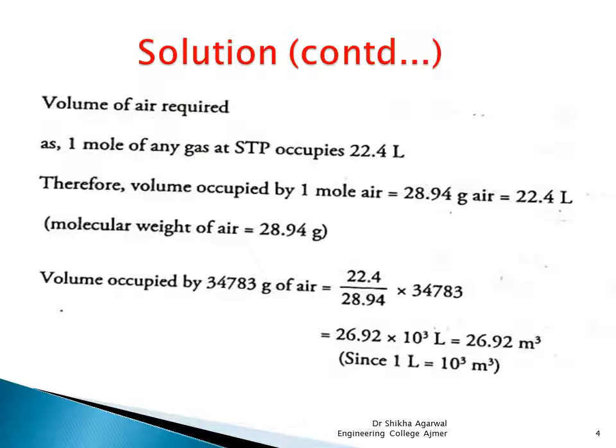So the volume occupied by 34,783 grams of air will be 22.4 divided by 28.94 into 34,783 grams. So this works out to 26.92 into 10 to the power 3 liters. And since 1 liter is 10 raised to power minus 3 meter cube, this is 26.92 meter cube. So we get the weight of air from the previous calculation, and in this slide we have done how you convert the weight into volume.